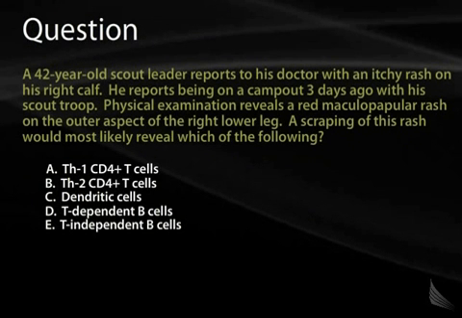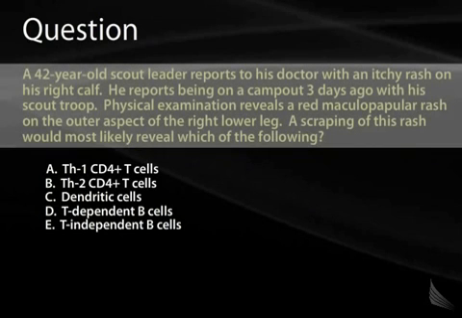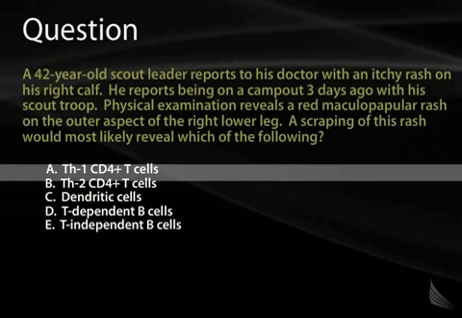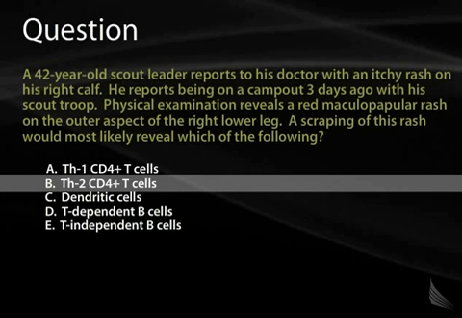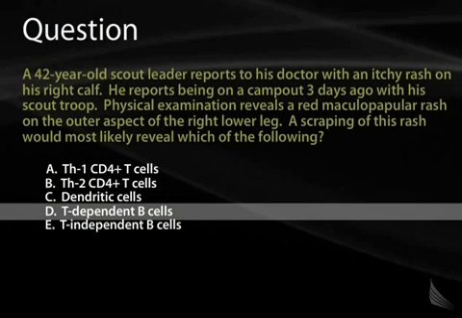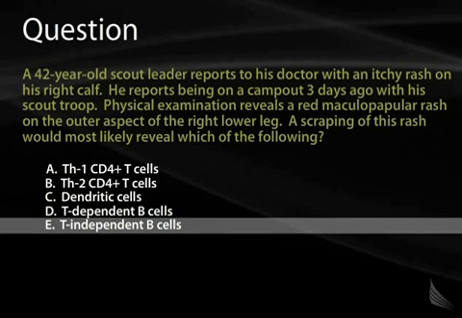So here's an example of how you might see this on the boards. A 42-year-old scout leader reports to his doctor with an itchy rash on his right calf. He reports being on a campout 3 days ago with his scout troop. Physical examination reveals a red maculopapular rash on the outer aspect of the right lower leg. A scraping of this rash would most likely reveal which of the following? Is it A, Th1 CD4 positive T cells, B, Th2 CD4 positive T cells, C, dendritic cells, D, T-dependent B cells, or E, T-independent B cells?